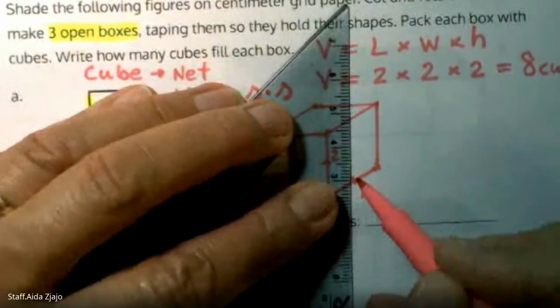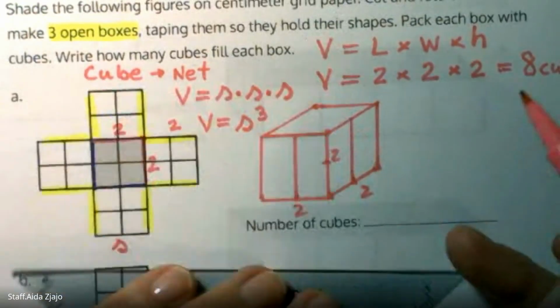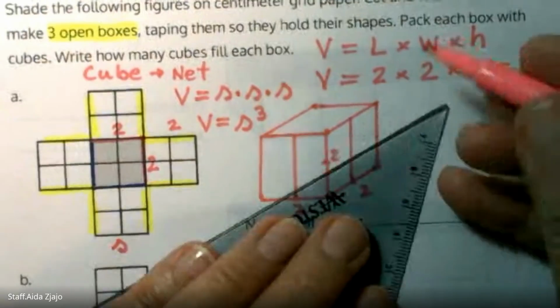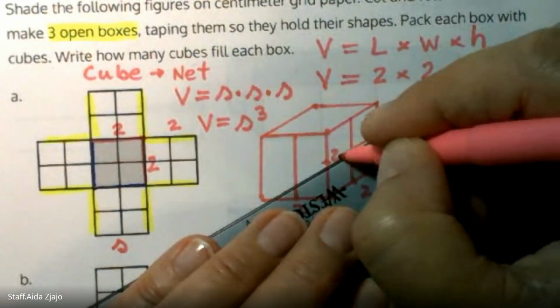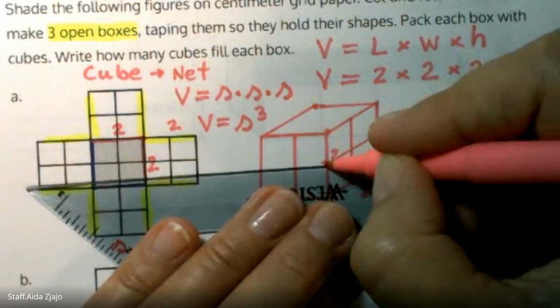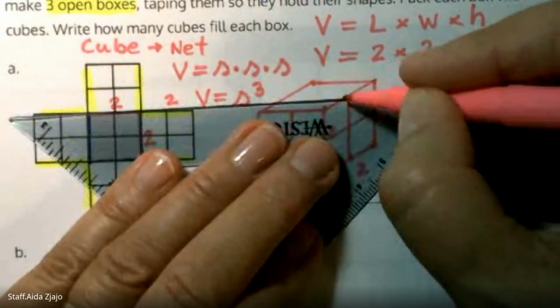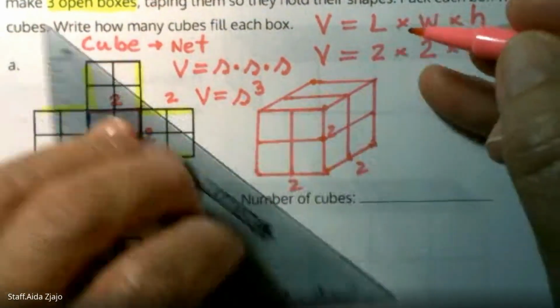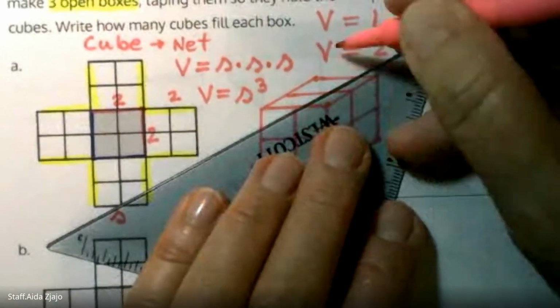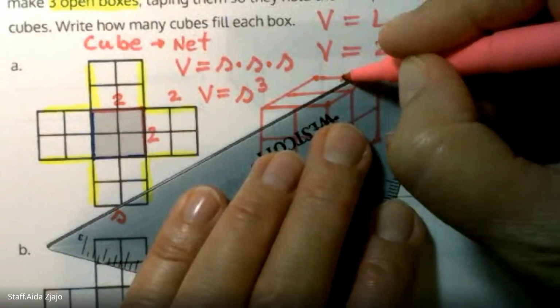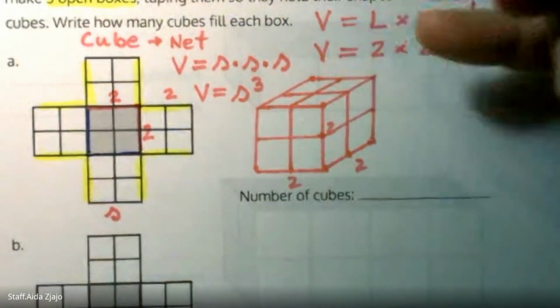Okay, and then now we're going to show how that looks. The bottom is 4 cubes and the top is as well 4 cubes. So 2 layers of 4 cubes in each layer.